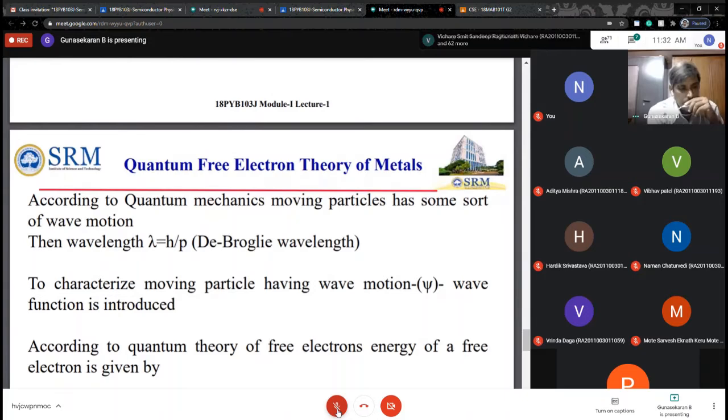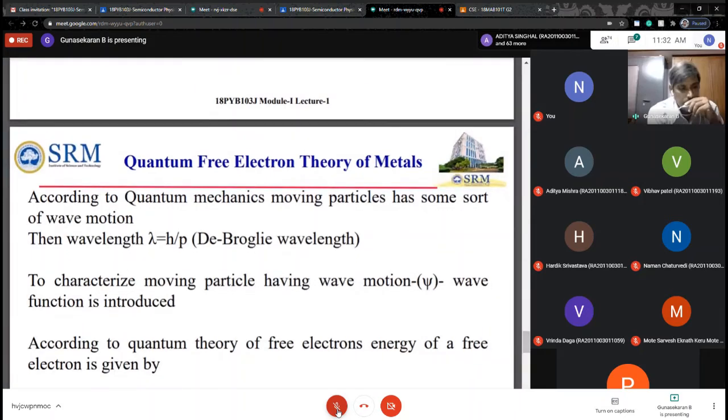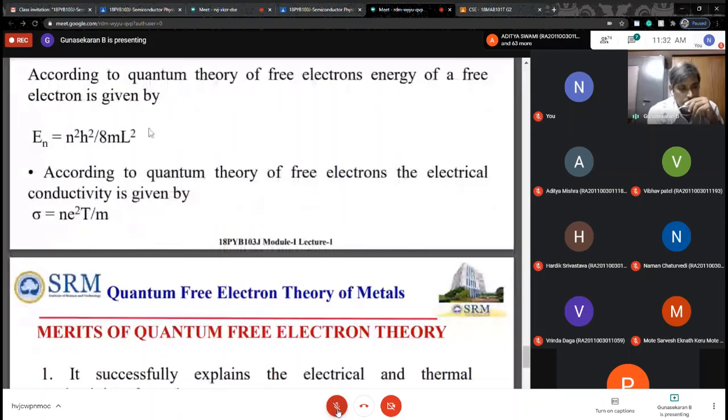Sommerfeld assumed the electrons obey quantum mechanics, and based on that only they select the Fermi-Dirac statistics distribution function. Now according to this, the energy of an electron in the nth orbit is given by n square h square by 8m L square. I think you studied this in chemistry or physics, where you derive this equation. Here h is Planck's constant, m is the mass of the electron, and L is the length or dimension of the box.